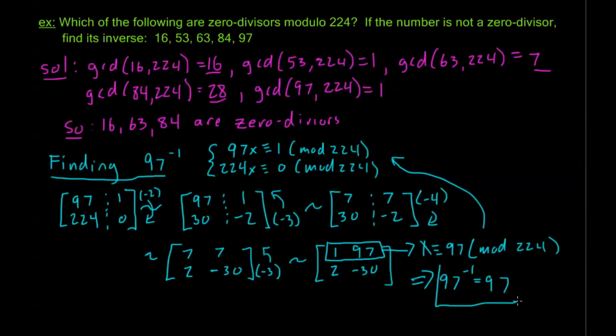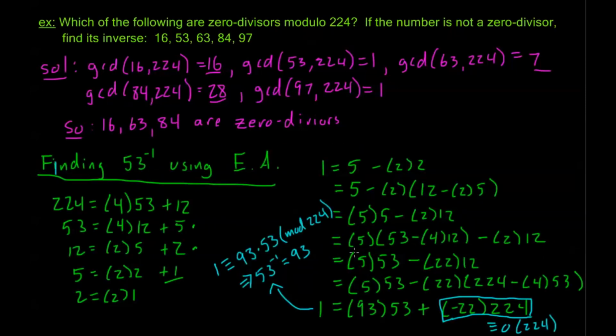And we're done. Now, it's just a coincidence that these numbers were the same. Most of the time, the inverses aren't the same. But you can go back and do this matrix method with what we did over here with 53, and you'll get the exact same solution that we got, that 53 inverse equals 93, and that'll be good practice.